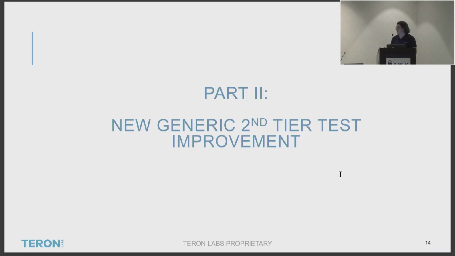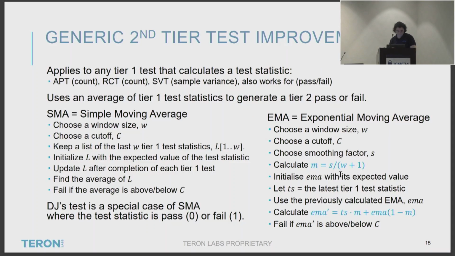So part 2 is the new generic second tier improvement. So this applies to any tier 1 test that calculates a test statistic. So for instance, the adaptive proportion test calculates a count. It counts how many times the first sample appears in a window. The repetition count test generates a count of how many values were the same in a row. The sample variance produces a sample variance. And this also works for pass or fail. So pass or fail is what we saw before. That's a special case of this generic improvement.